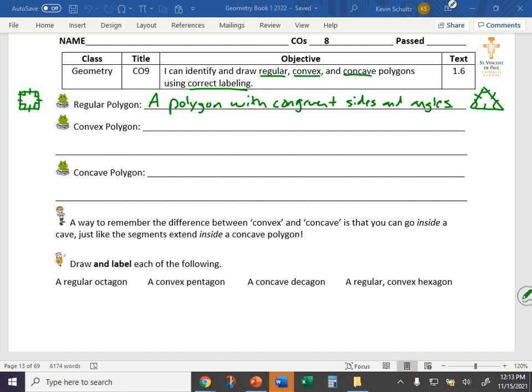A square is a rectangle, but a rectangle is not a square. Rectangle is not the answer. No, square. It's a math fact.